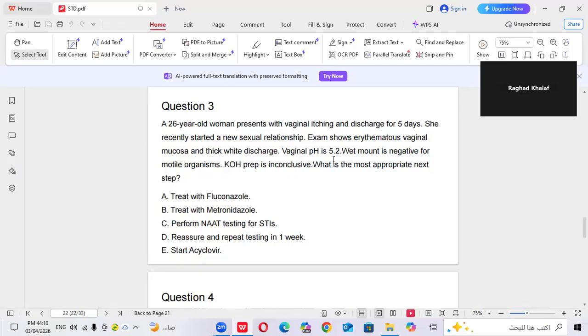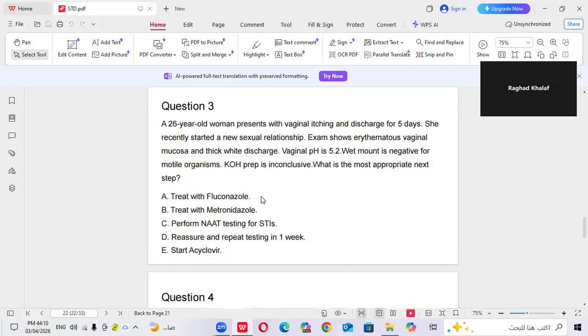candidiasis because candidiasis does not have elevated pH. It has to be within the normal limits, which means the numeric value of it has to be 4.5 or less. So because you have an elevated pH, you are going to think of things like bacterial vaginosis, trichomoniasis, or other things. Wet mount is negative for motile organism and KOH prep is inconclusive. What is the most appropriate next step?